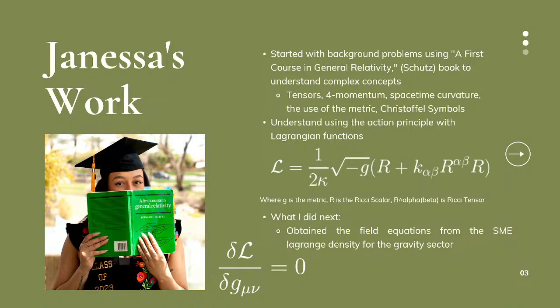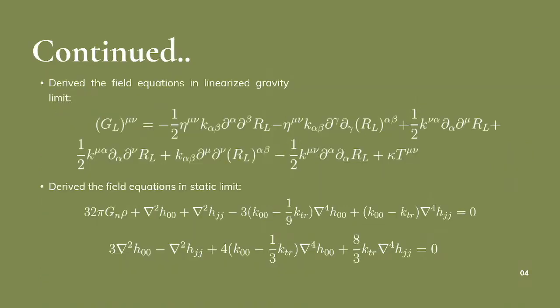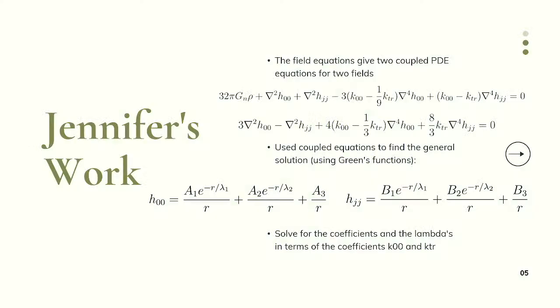which then led me into using the action principle with Lagrangian functions, where this equation is the Lagrangian density for the gravity sector. So without that last term in that equation, it's just general relativity, but that last term imposes a Lorentz violation. So what I did next was obtain the field equations from the Lagrange density for the gravity sector, which are here. So that first equation is the derived field equation in the linearized gravity limit, and then the second coupled equations are the field equations in the static limit, which then leads to Jennifer's research, who is my partner.